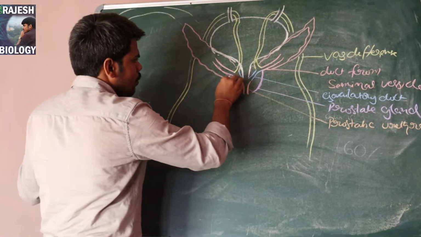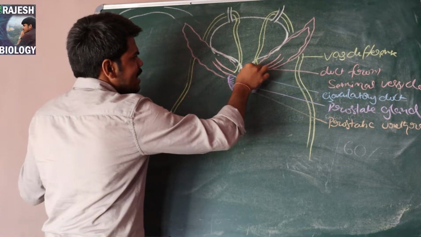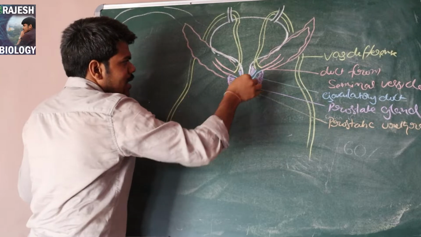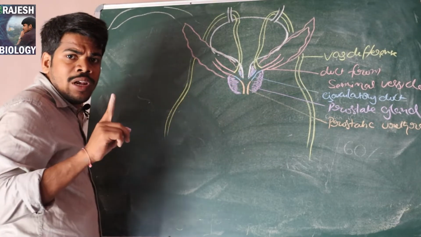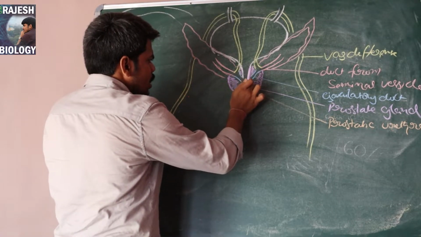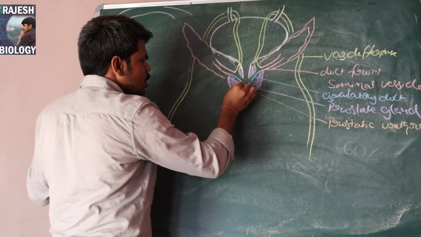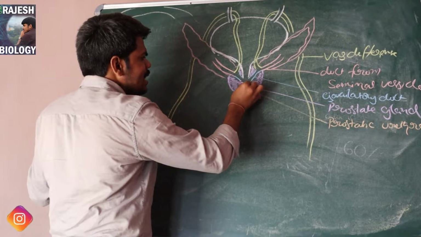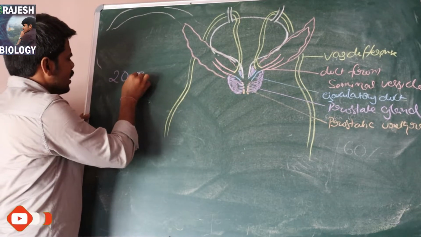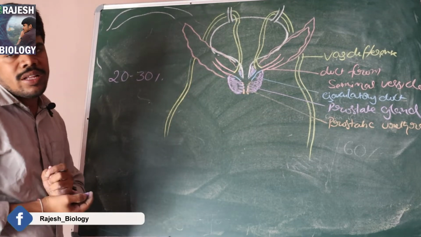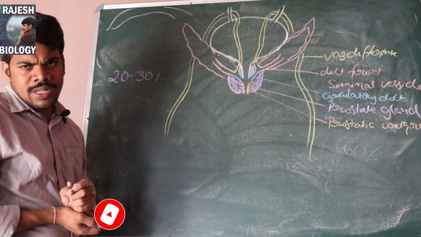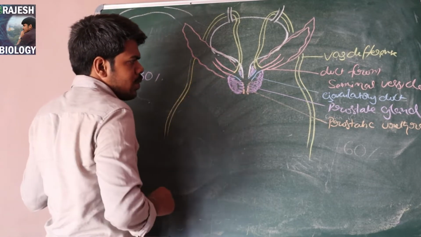So now come to the prostate gland. This prostatic gland secretes the prostatic secretions into the prostatic urethra by several prostatic ducts. Here only one gland is there, but the ducts are many, not a single duct. Several ducts of the prostate gland open into the prostatic urethra like this. The prostate gland secretions contribute 20 to 30% of the seminal fluid; 60% is from the seminal vesicles, and the remaining 10 to 15% is from the bulbourethral glands. So, clear about where the prostate gland is located.